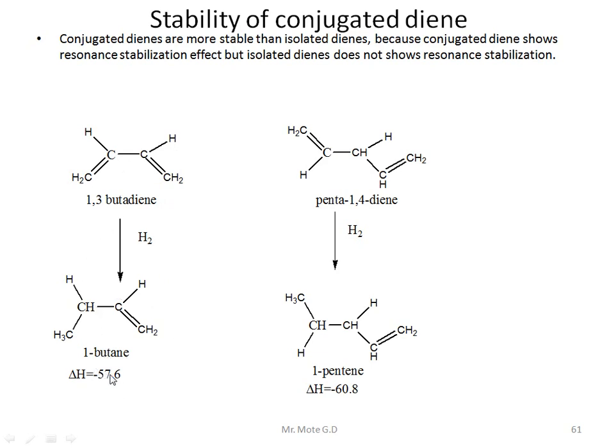It will produce the energy minus 57.6, and the isolated diene on hydrogenation to form pentane gives energy of minus 60.8. So which compound liberates high energy? The isolated diene. Hence those compounds which liberate high energy are unstable. In case of 1,3-butadiene, it yields lesser energy, that is 57.6, hence it is more stable.